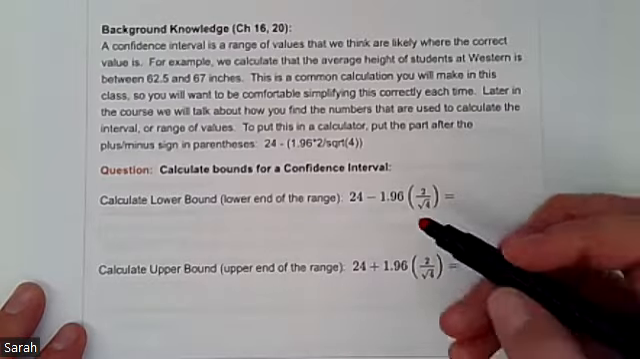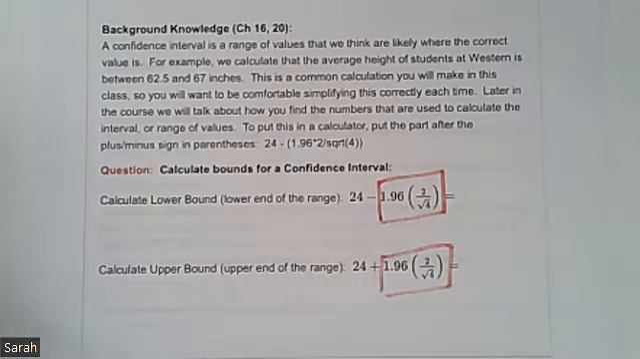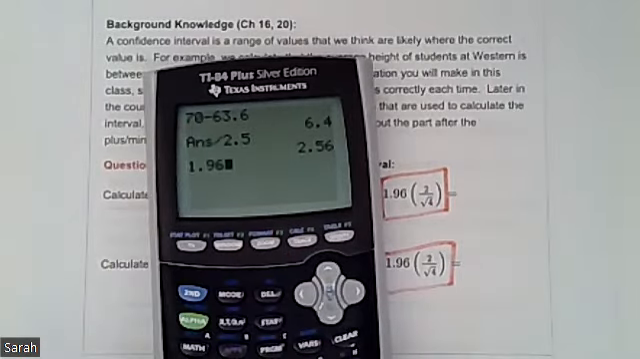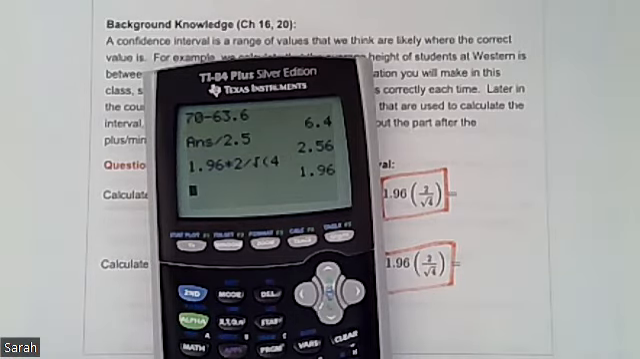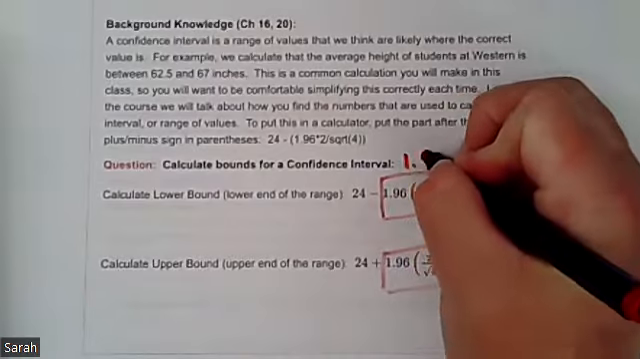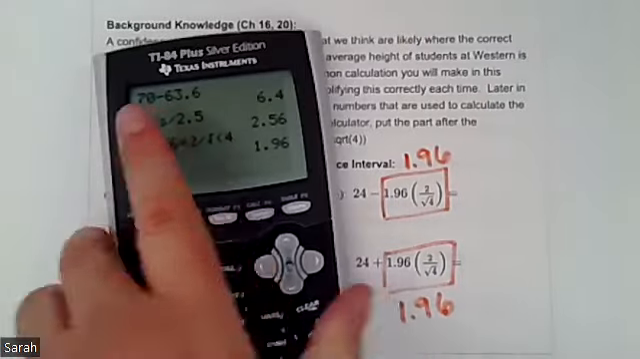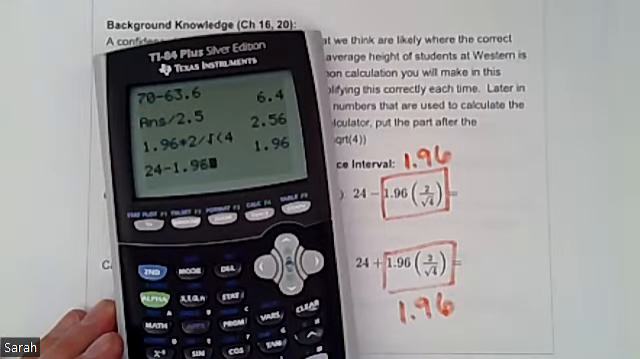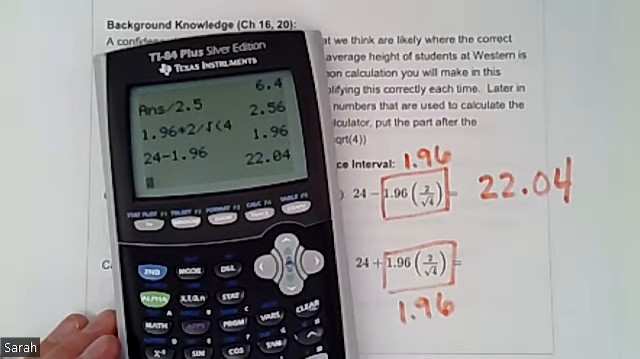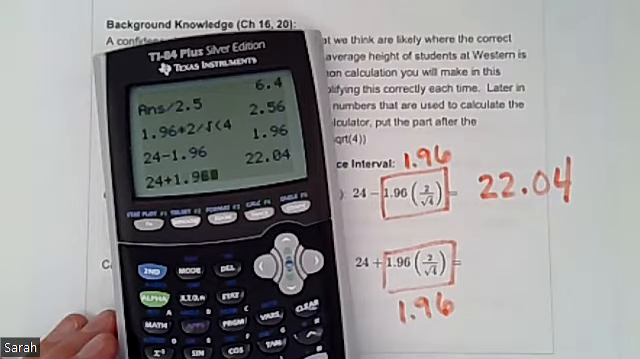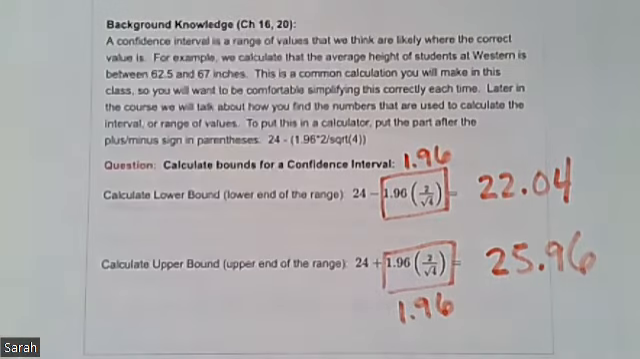And the easiest way to do this with calculators is actually to find this part here first. This 1.96 times 2 divided by the square root of 4. So that gives me 1.96. So I'll do 24 minus 1.96 and 24 plus 1.96. So 24 minus gives me 22.04. So that's what I would type in that box. And the other one I'll do 24 plus. That'll give me 25.96. So that's what I would type in that box.